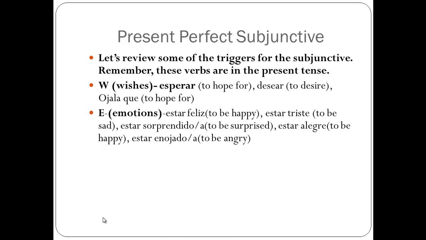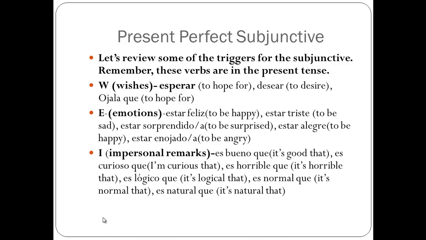So, let's talk about some of the triggers that we can use for the present perfect subjunctive, and also just the subjunctive. Let's review some of those from semester 1. For the W, wishes: esperar, to hope for, desear, to desire, and ojalá que, to hope for, would represent the W in WEIRDO. Remember, these triggers are in the present tense and ultimately trigger the subjunctive in the second part of the sentence. So I could say something like, I hope you have a good day. Espero que tú tengas un buen día. Or, I hope that you understand the information. Espero que entiendas la información.